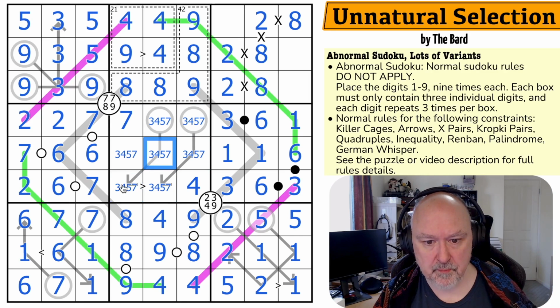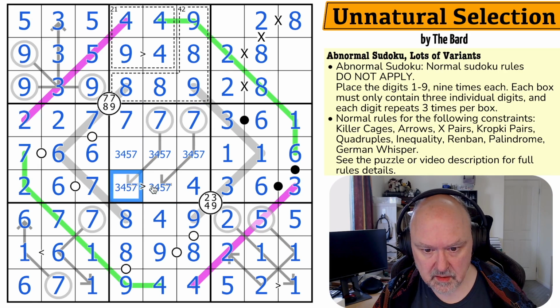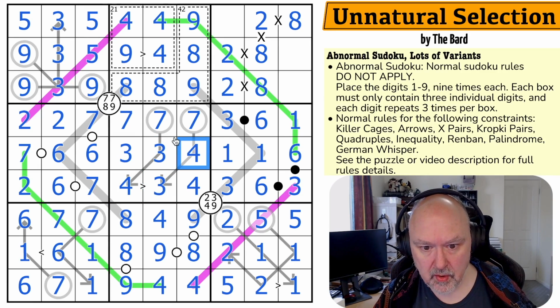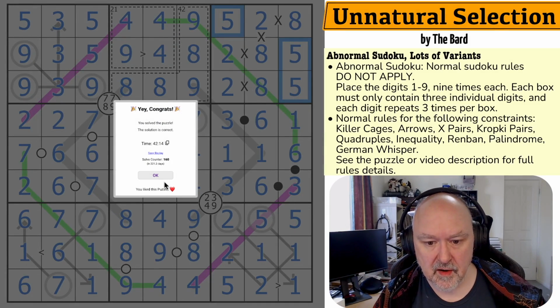So the minimum I could put on an arrow is 3, 4, summing to 7. So the arrowheads must be the 7. And these must be 3, 4. And this is the 3 that doesn't get placed on the arrow. This is larger, so that's the 4, that's the 3, making that the 3 and that the 4. And the digit that I've only placed twice so far, these are the 5s, and that finishes the puzzle.